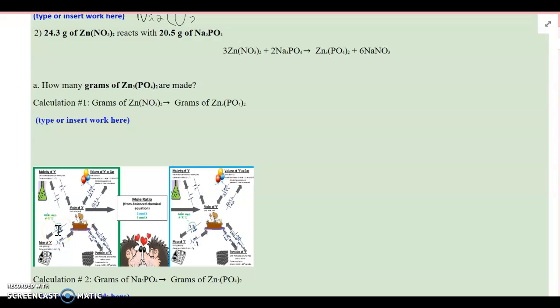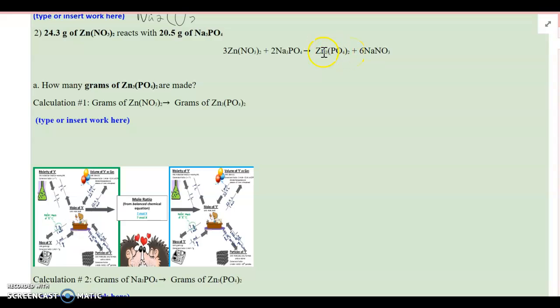All right, folks, here we go. Problem number 2. Again, it is asking us something similar. 24.3 grams of Zn(NO3)2 reacts with 20.5 grams of Na3PO4. How many grams of Zn3(PO4)2 are made? So it's asking about our product here.